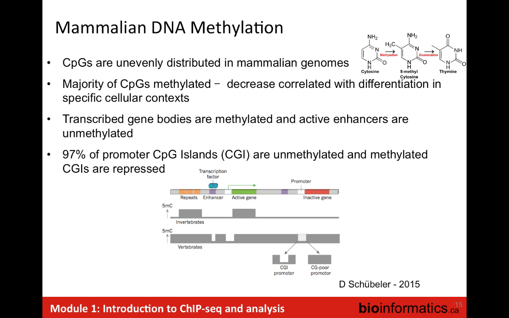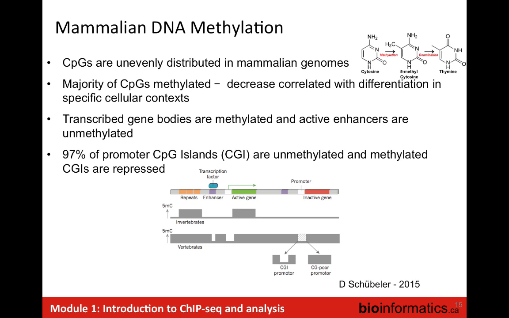So if we look genome-wide, however, at all CpGs in the genome, there's about 28 million of them, and the default state is methylated, right? Somewhere between 70 or 80% of CpGs in the human genome are methylated. And many people consider it actually to be the default state. And the unmethylated state is actually the information content. As I've already said, transcribed gene bodies tend to be methylated.